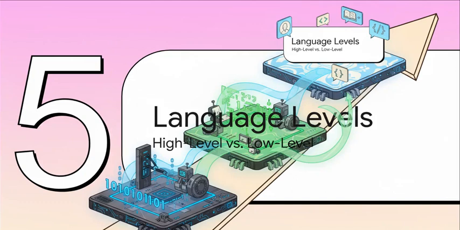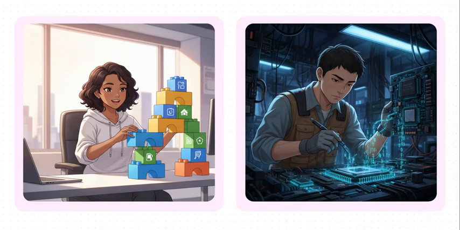And finally, let's talk about the languages themselves. You might be surprised to hear that they come in different levels. All that means is how close the language is to human English versus how close it is to the raw ones and zeros the computer hardware actually understands. So here's the main difference.